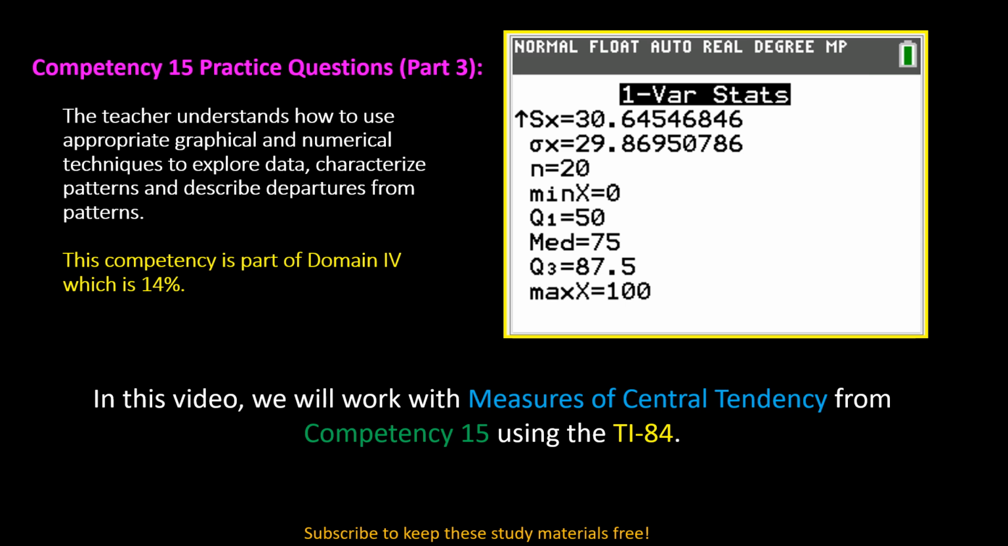Welcome to part 3 of Competency 15. In this video, we will work with measures of central tendency from Competency 15, of course, using that TI-84 calculator.